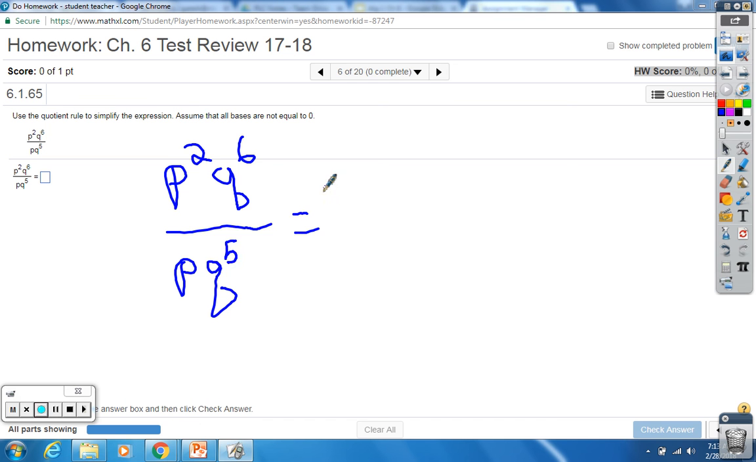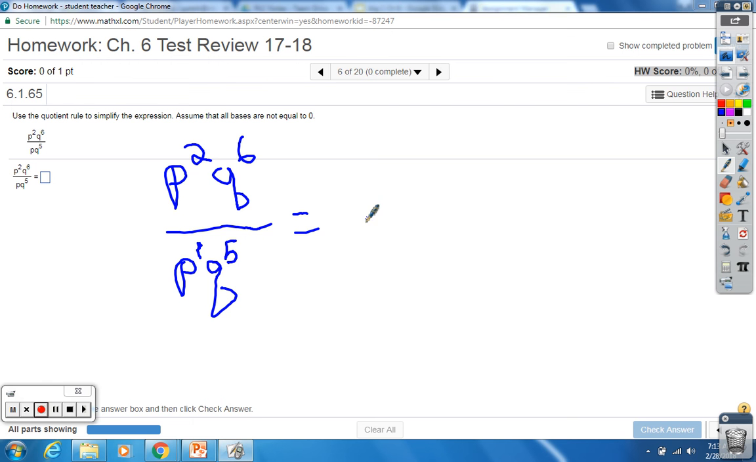So on this one here, again, as I said, we're going to have to use the quotient rule. And in this one, one thing to keep in mind is that if there's no exponent, we're going to assume that there's a 1 there. So let me just write that in there. So in the quotient rule, what we'll have to do is subtract the exponents for each variable.